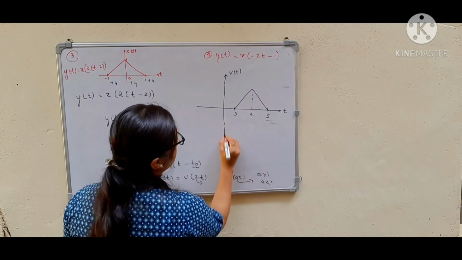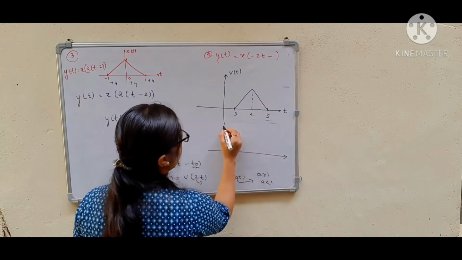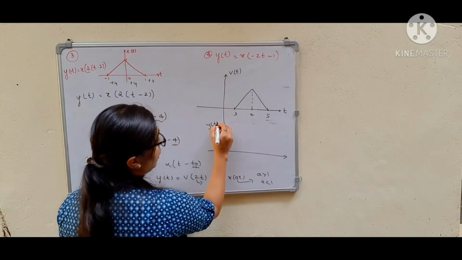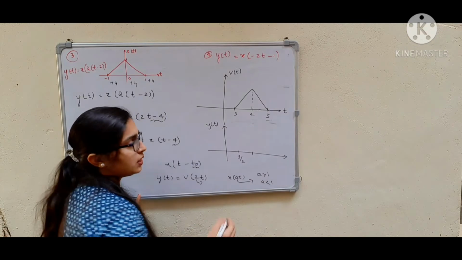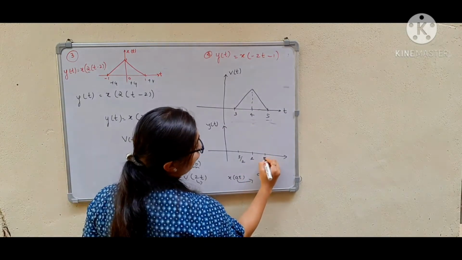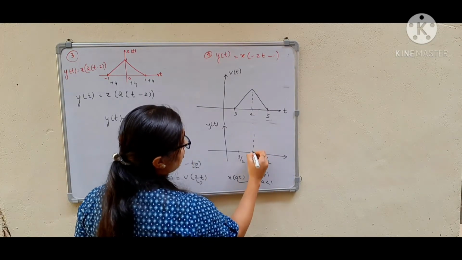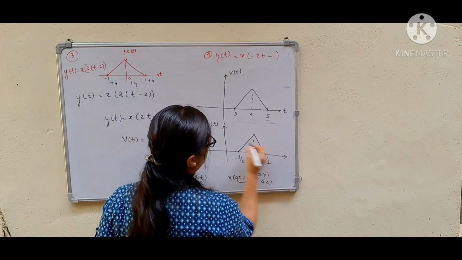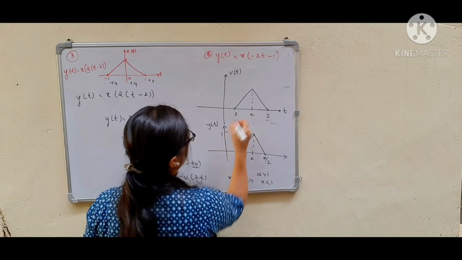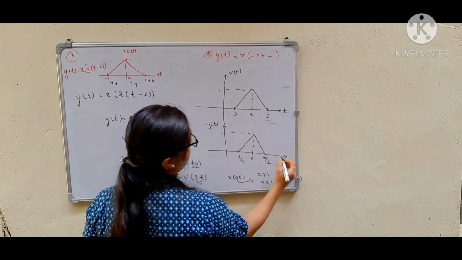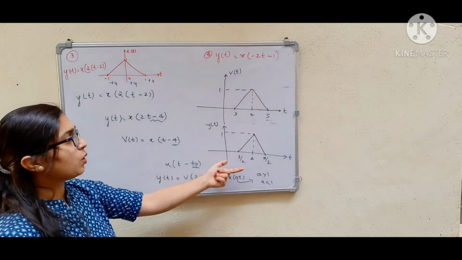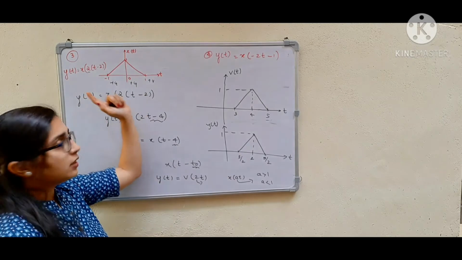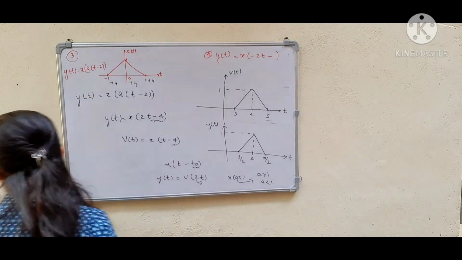So the resultant signal, that is y of t, will be equal to, this is 3 by 2, 4 by 2 is nothing but 2, then you have 5 by 2. So this is your signal y of t, which is obtained by performing the shifting and the scaling operation.